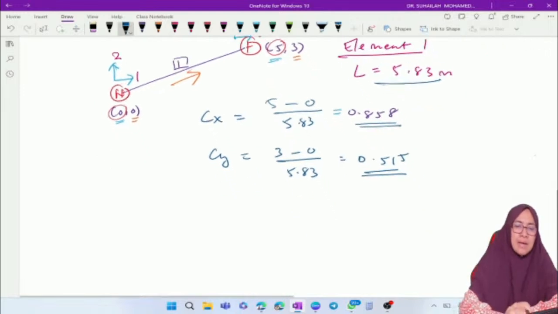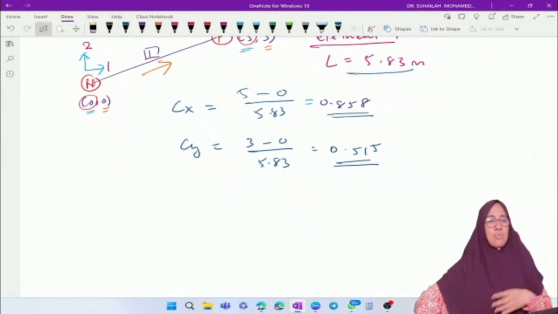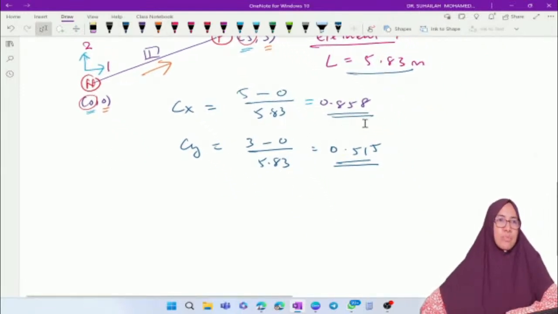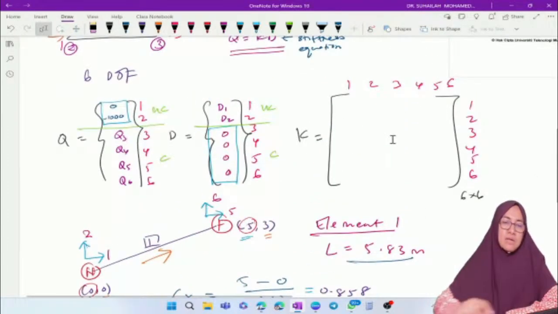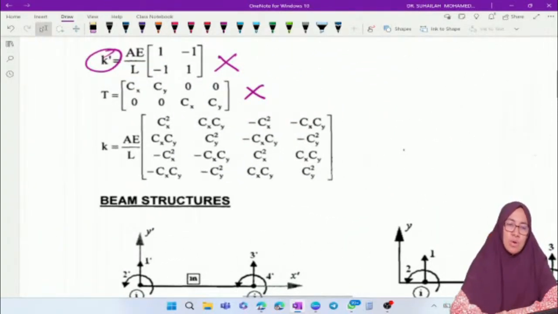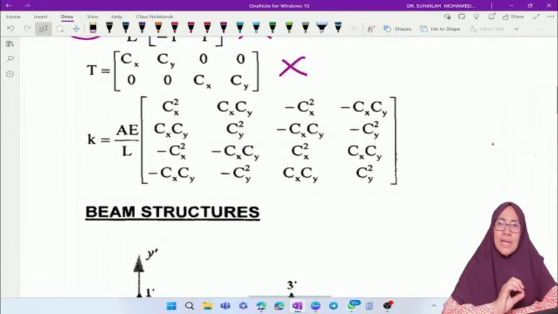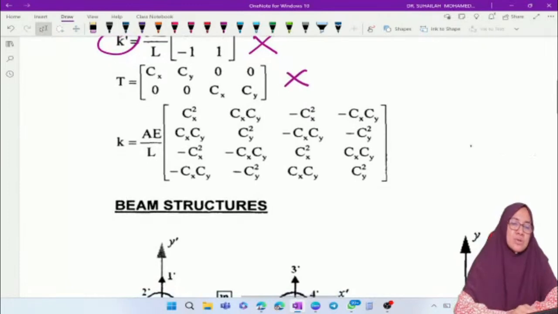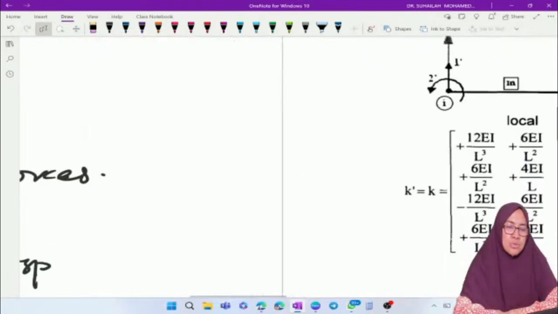Then we have to put these into the formula. Normally we write K in terms of AE, so we keep AE outside the bracket. We will write the equation of K in terms of AE. So this is the formula, and we substitute.